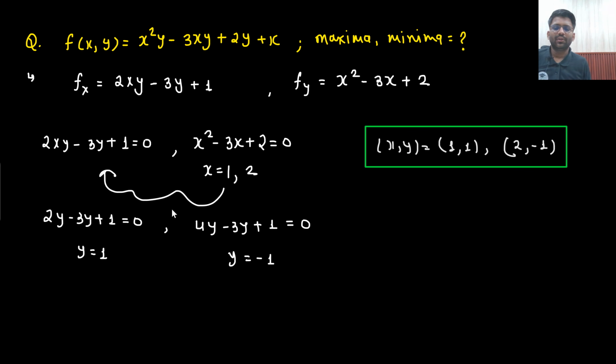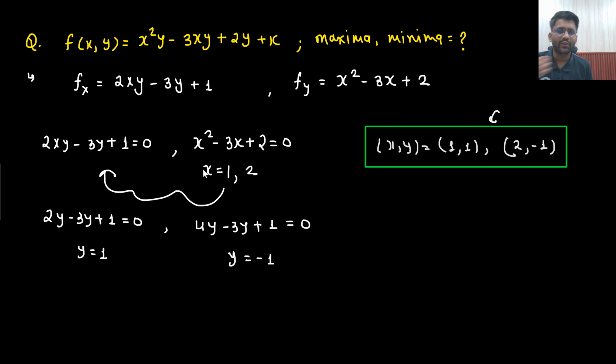Is that clear to you? So fx I found, fy I found. fx came out to be 2xy minus 3y plus 1. fy came out to be x square minus 3x plus 2. Both equal to 0. Then I get two values of x, 1 and 2. With respect to 1, the value of y is 1. With respect to 2, the value of y is minus 1. Okay. So 1 comma 1, 2 comma minus 1. These are the points I have, my points of consideration. Every discussion will go around these 2 points.